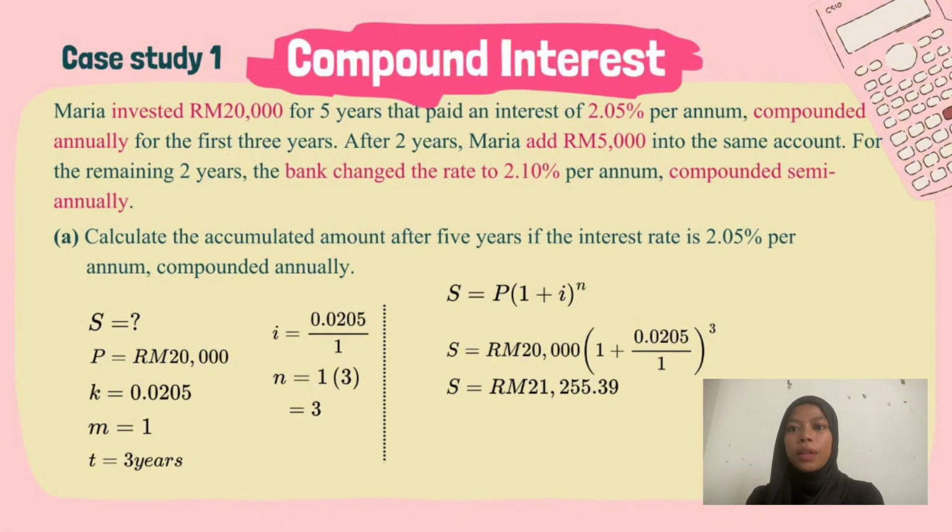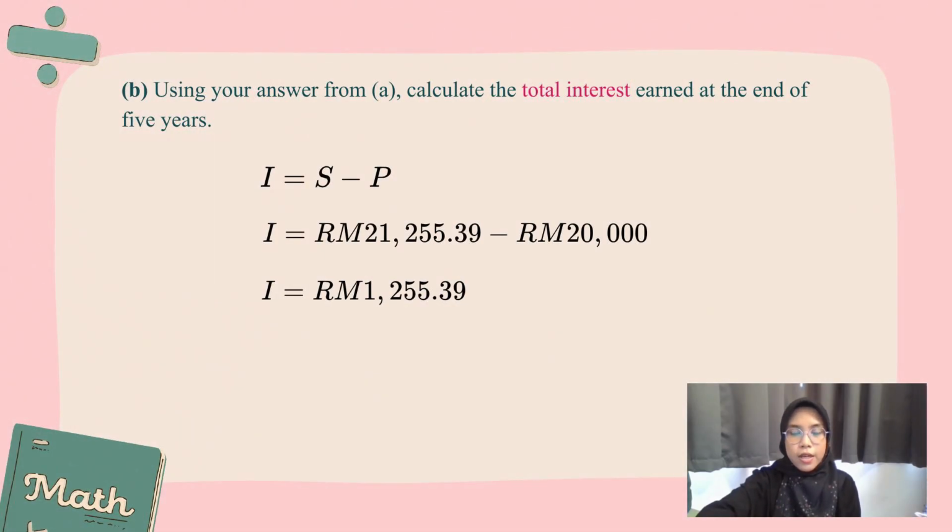The formula we will use is S equals P(1 + i)^n. S equals 20,000 ringgit (1 + 0.0205 per 1)^3. We will calculate the amount and we will get 21,255 ringgit and 39 cents.